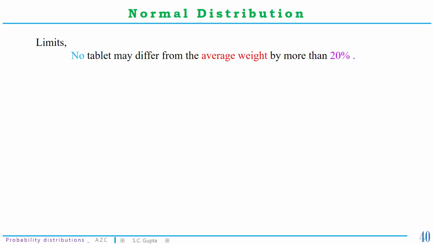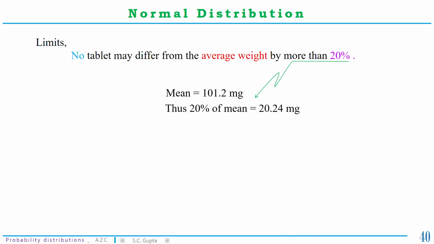Let's see second limit. No tablet may differ from the average weight by more than 20%. Mean value is 101.2 milligrams. Thus, 20% of mean is 20.24 milligrams. Thus, limit is 101.2 plus minus 20.24 milligrams. That is 80.96 to 121.44.